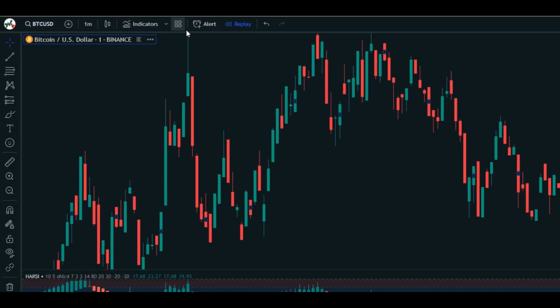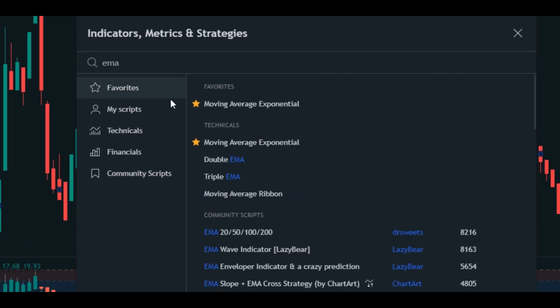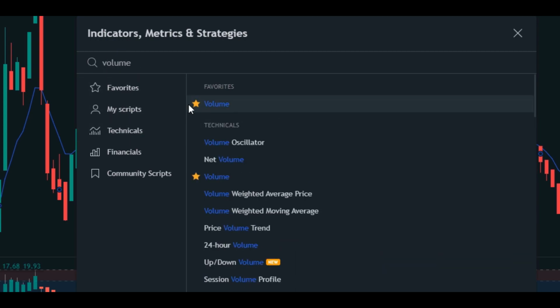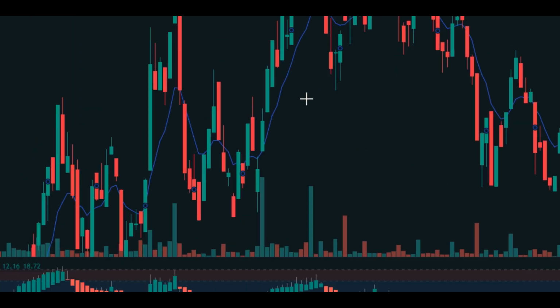The first indicator we will be adding to the chart is the EMA. Navigate to the Indicator Search tab and search for the EMA indicator. Select the indicator made by TradingView, and add it to the chart. The next indicator we will be adding is the volume indicator. Search for the volume indicator. After that, select the volume indicator, made by TradingView, and add it to the chart.